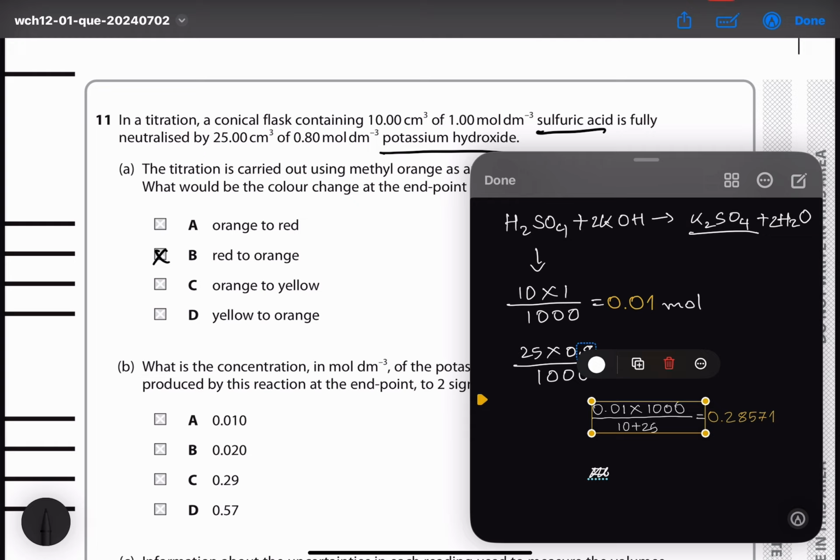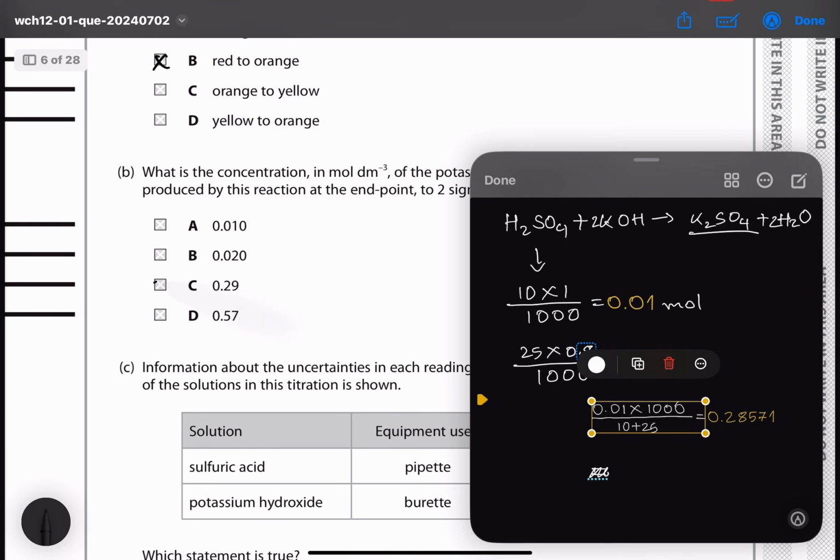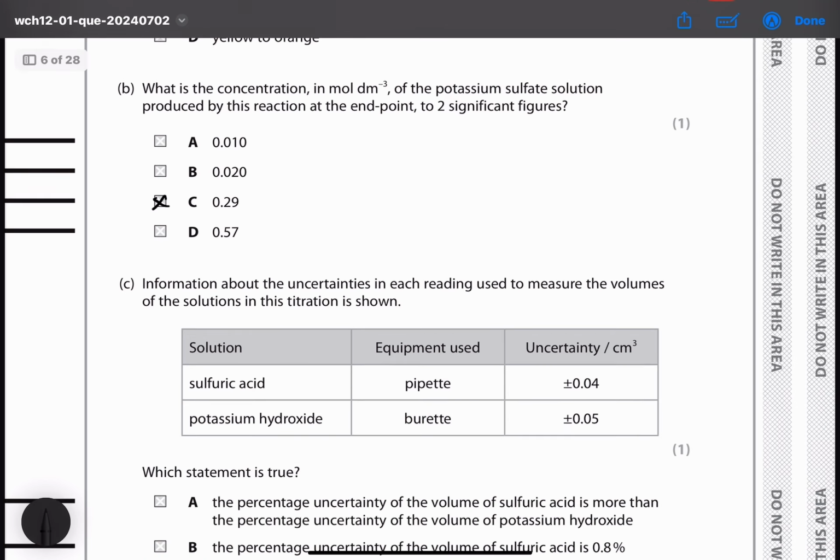0.85. So that is going to be 0.29 mole per dm cube. Do we have an option for 0.29? Yes, we have, which is C, right? So C is the answer.